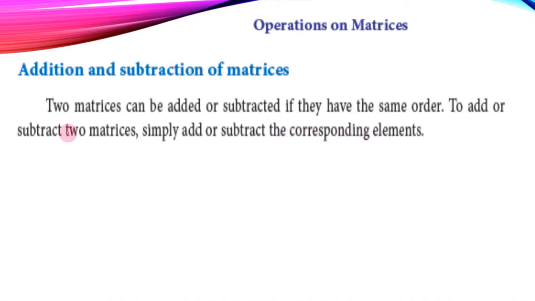Look here. When we add or subtract two matrices, we should see whether they have the same order or not. If they have the same order, we may add or subtract, otherwise we can't do it, right?